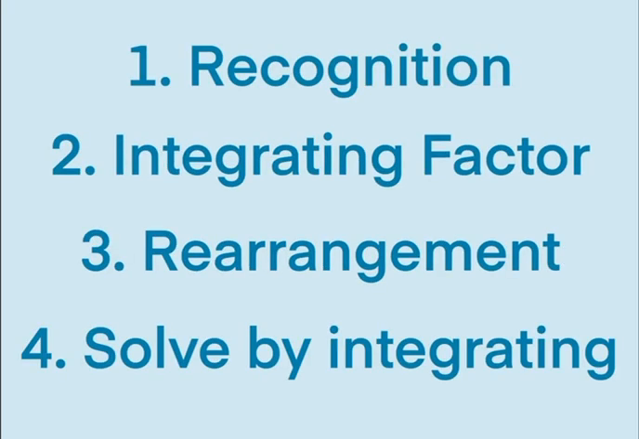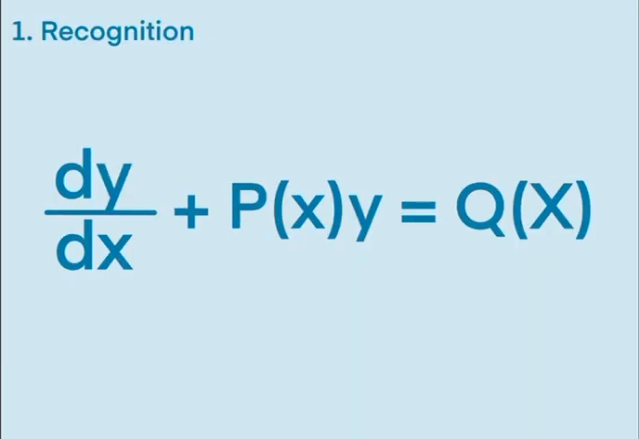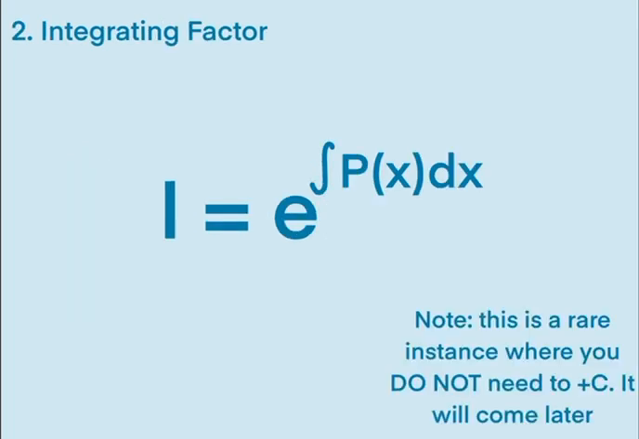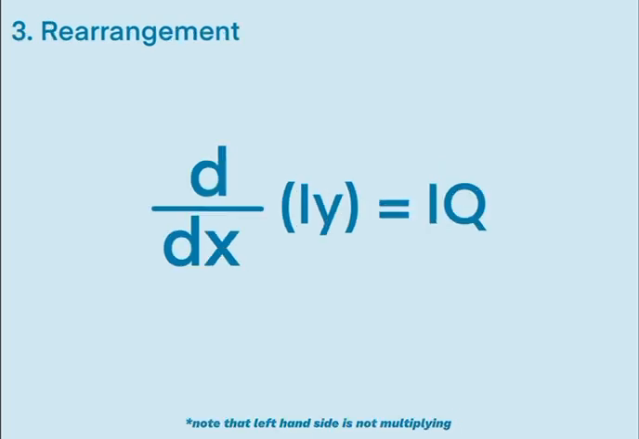Here's how it works. First, recognition. Integrating factor problems always follow this standard form, whether you have to manipulate it to make dy over dx a standalone variable, or if the question is given as such. Second, we are going to find the integrating factor through this equation. Note that this is the one place you do not need to plus c. It will come later in the question.